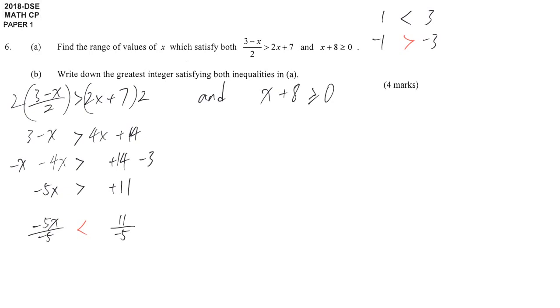x plus 8 is larger than 0, so this is straightforward. x is larger than negative 8. Now we have to make our decision.